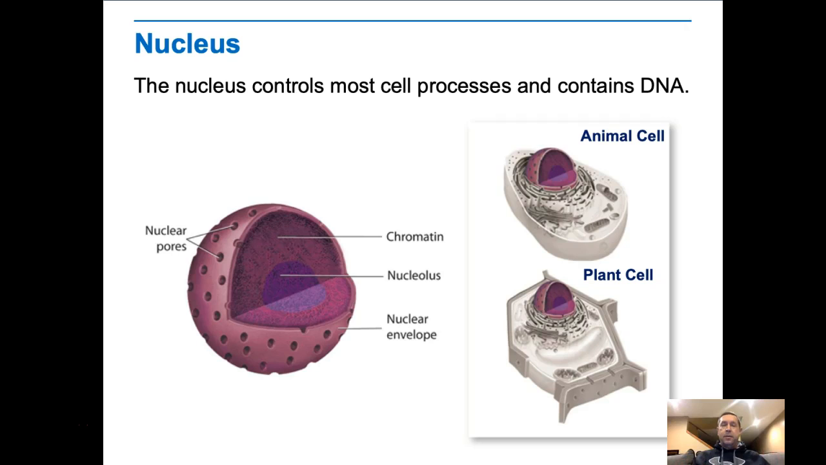Here you can see the nucleus. The chromatin is the DNA, the genetic material. The nucleolus is an area where ribosomes are being produced. And to allow materials to move in and out of the nucleus, we have pores in the nuclear membrane, or the nuclear envelope, called nuclear pores. The envelope, or the nuclear membrane, is what separates the nucleus from the rest of the cytoplasm.